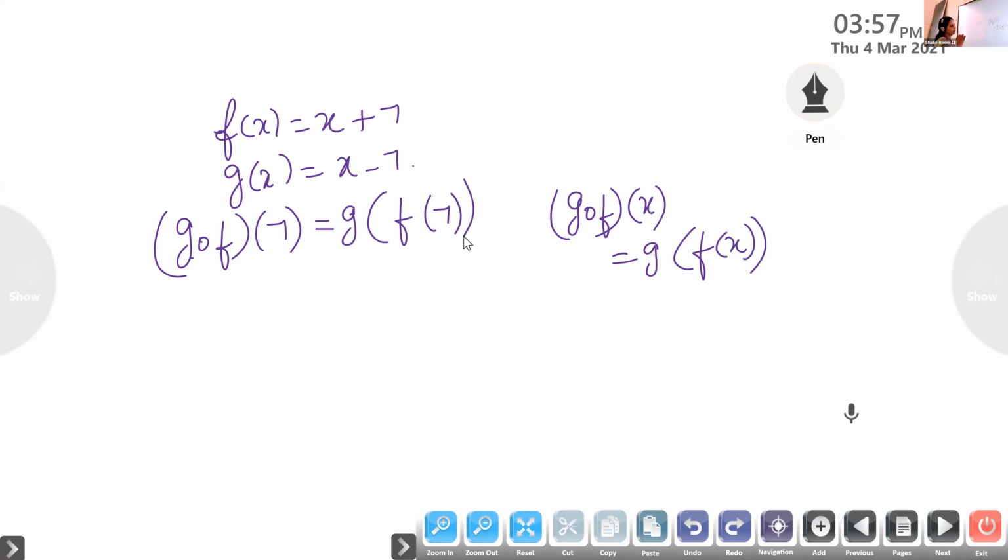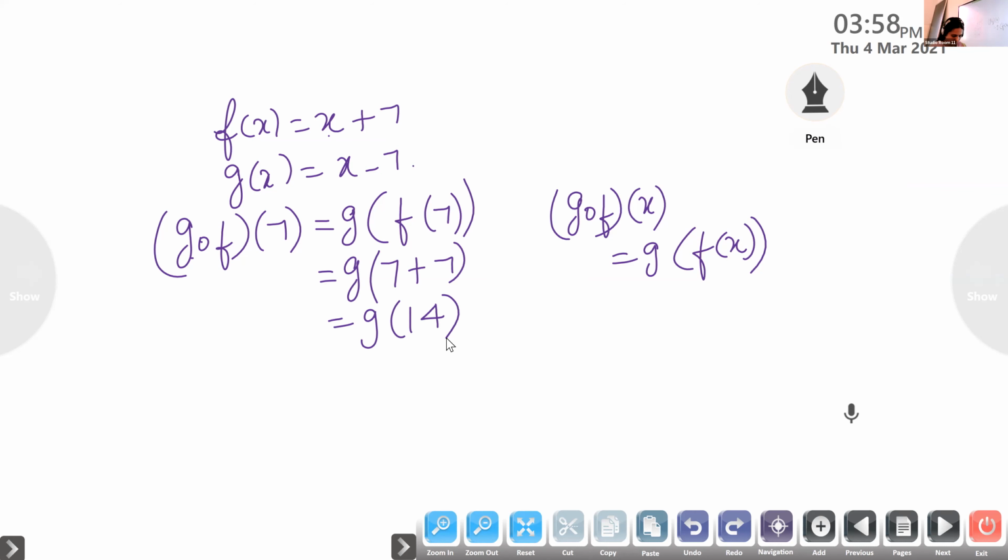Is it correct? Now, one second, listen. What is F of 7? What is the function F doing? To its argument, we add 7. F of x means it is x plus 7. So, what will be F of 7? 7 plus 7. So, it is G of 14. Is it correct, Aditya? Do you understand? Okay. Now, how will you find G of 14?